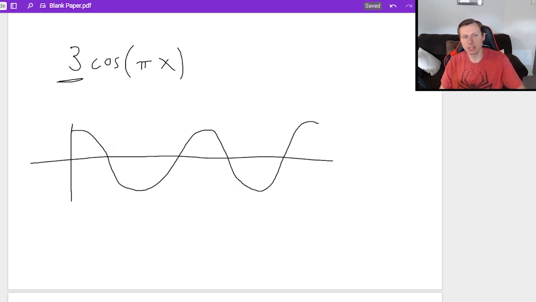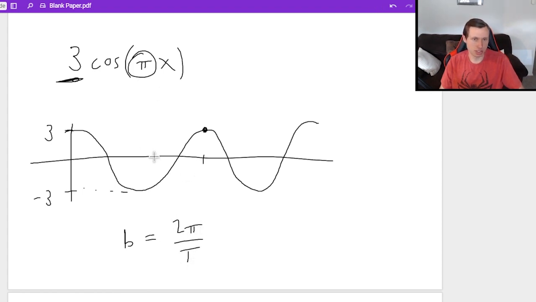I also know, since the amplitude is 3, that the highest point is going to be 3, and the lowest point is going to be -3. Now the only thing I don't know right now is the period, which is the distance from here to right here. So if I want to know that distance, I'm going to say b equals 2 pi over t, and the b is the thing in front of the x. It's always the thing in front of the x. So in this case, it's pi.